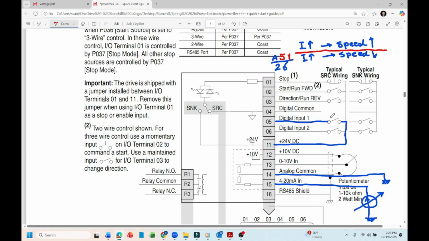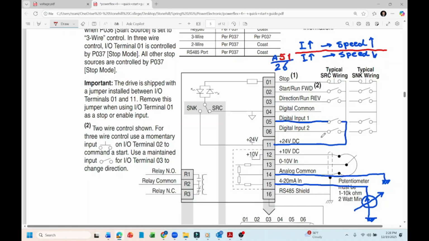Hello everyone, this is another video from the Easy Electric series, and today we want to learn how you could use the 4 to 20 milliamp analog input to control the speed of the motor. In other words, the frequency of a VFD.